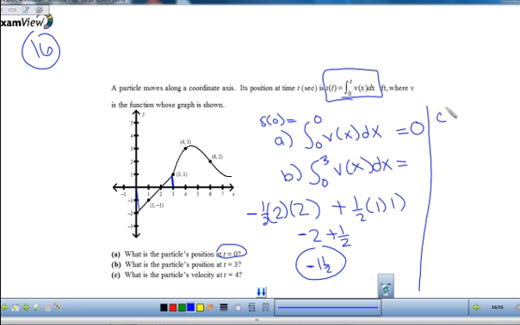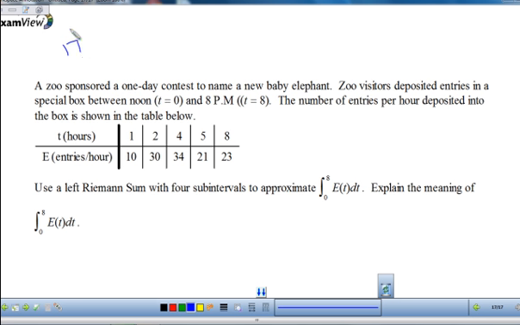Part C says, what is the particle's velocity at t equals 4? Well, this is the graph of the velocity. So at t equals 4, the velocity was 3. The trick question. Okay, number 17.